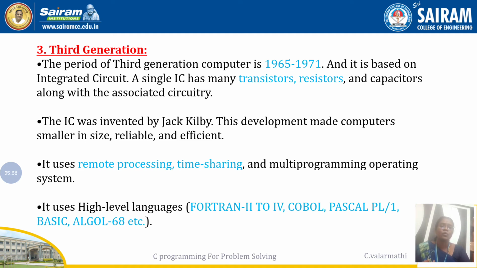Right. What are the high level languages means the advanced versions of Fortran, COBOL, Pascal, BASIC, ALGOL. So those are the very famous languages they have used at that time of third generation, that is in the time of 1971. So Fortran 224, COBOL, Pascal, PL1, BASIC, ALGOL 68. So these are the famous, highly frequently used programming languages in the third generation.